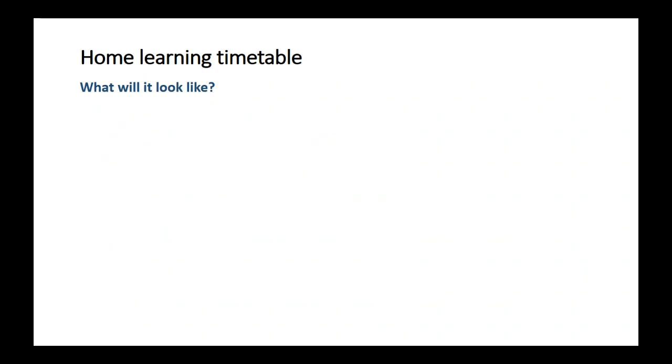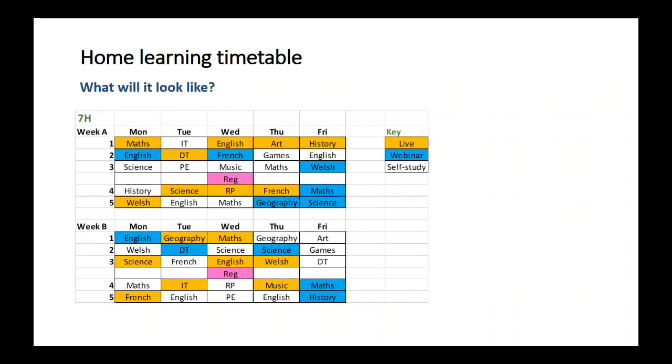So what will the home learning timetable look like? Well, let's imagine your son or daughter is in 7H. Here is their home learning timetable. If we look at Monday of week A, we can see that in period 1, they have a live maths lesson. In this case, the pupil should log on to Google Classroom, where there will be a code for joining the Google Meet for the live lesson, which will then be led by their class teacher. Period 2 is a webinar for English. Again, a link to this webinar will be available on Google Classroom for the students to join that webinar and watch that lesson.